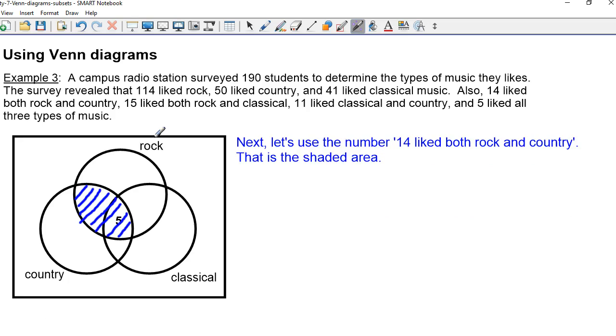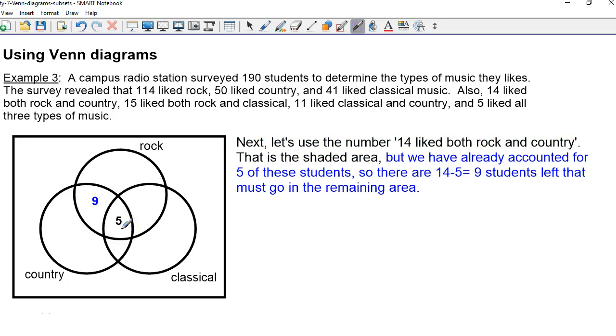And then if we use this phrase here that 14 liked both rock and country, well, both rock and country is the overlap of the rock and country circles, which is this blue area here, right? But we've already accounted for 5 of that, and that means that 14 minus 5, or 9, are left that could go in the rest of that shaded area. That's why this area here contains 9, because 9 plus 5 together adds up to the 14 that like both rock and country. Okay?